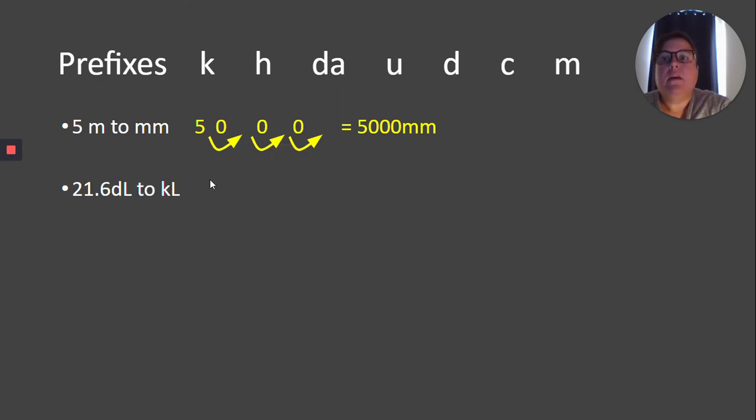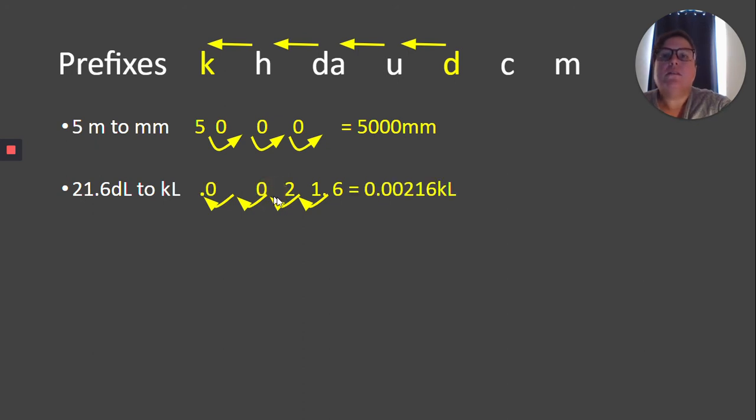Another example, we have 21.6 deciliters, and we're trying to go to kiloliters. So we're starting at the D, and we're trying to go to the K. So then we count the number of places over, 1, 2, 3, 4, and it's to the left. The K is to the left of the D. So this time we're going to move the decimal to the left. So we'd move it once between the 1 and the 2, twice to get it in front of the 2, 3, 4. So we're going to have to add 2 zeros in front of the 2. So our answer then is 0.00216.